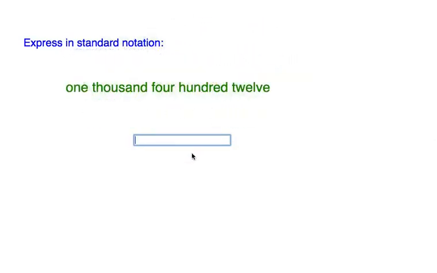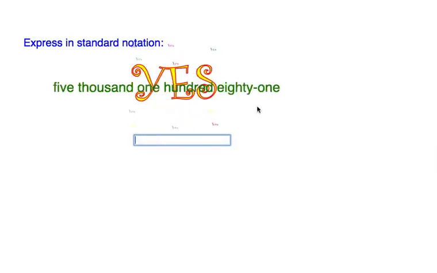Okay, 1,412, so the 1 goes in the thousands place. I like to put a space between the thousands and the hundreds. So 412, so 4 goes in the hundreds place, and 12. Okay, so that's 1,412. Now, by the way, if I didn't put the space, it would still be right.